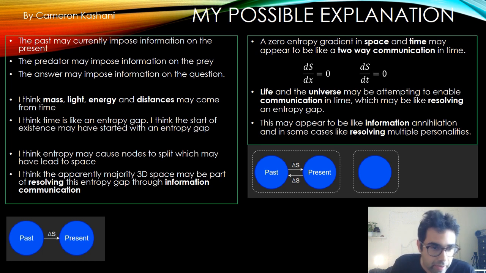I think that the apparently majority 3D space may be part of resolving this entropy gap through information communication. So in terms of life, I think a zero entropy gradient in space and time would appear to be like a two-way communication in time. I think life in the universe may be attempting to enable communication in time, which may be like resolving an entropy gap. And this may appear to be kind of like information annihilation, and in some cases it may appear to be kind of like resolving multiple personalities.